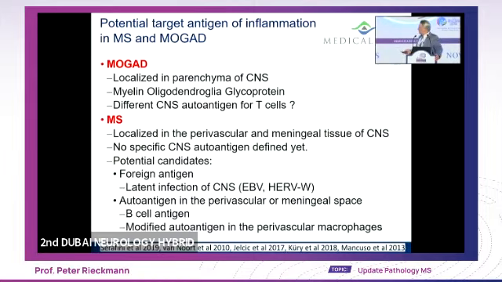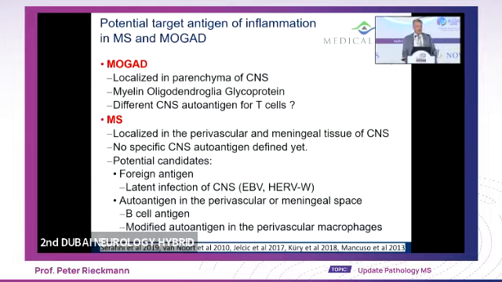So the interesting thing, of course, is something which must be localized in the perivascular and meningeal tissue space, because that's the region where the immune system enters into the central nervous system. No specific CNS autoantigen has been defined yet, but potential candidates are always related to potential foreign antigens, invading virus. And there is a hot topic, of course, since the latest publication in Science about EBV, Epstein-Barr virus, and I will talk about that.